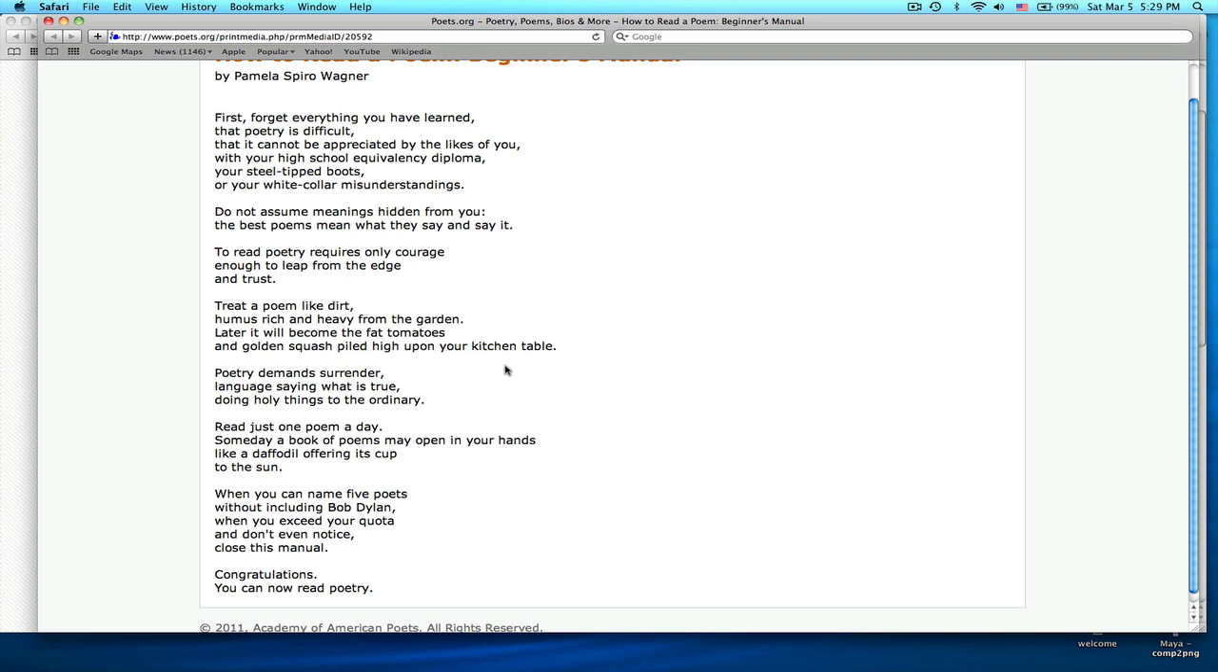But then that thought doesn't get completed in that line. "Treat a poem like dirt. Humus rich and heavy from the garden. Later it will become the fat tomatoes and golden squash piled high upon your kitchen table." So the enjambment is in from line 1 to line 2. And this is where you want to look up words. You could even Google this word.